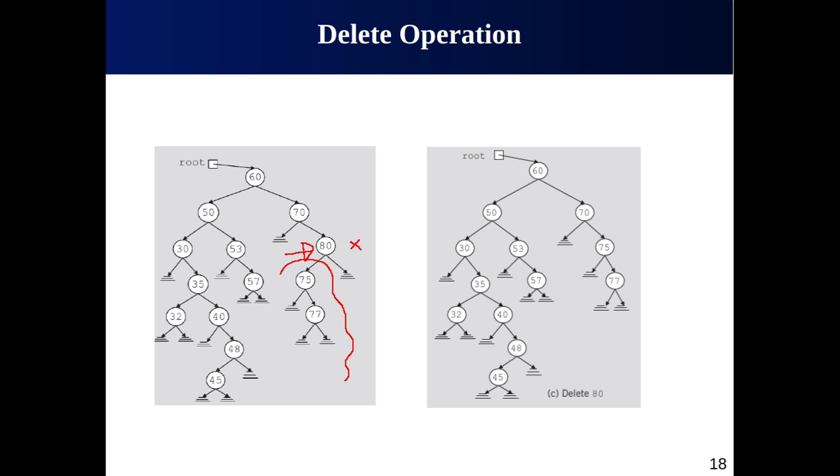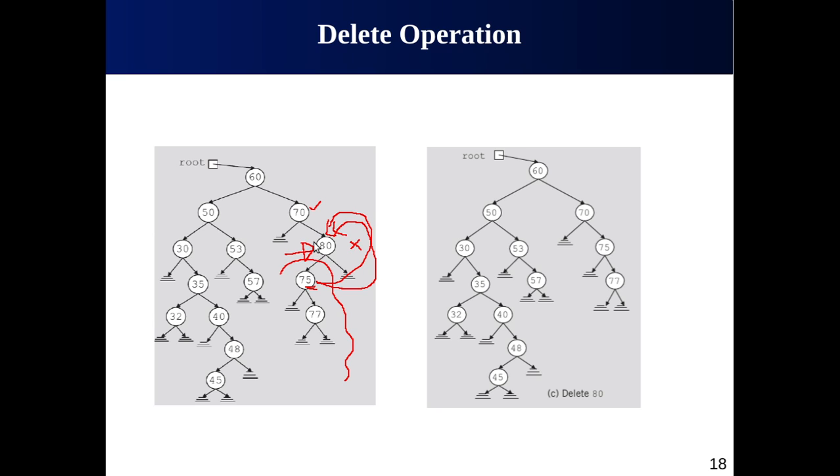In this case, as you can see, this is the right child of the parent node 70. After deletion of 80, this place will be filled by the left child of node 80, and you can see the left child is 75. So 75 will be shifted to the location of 80. The child will take the location of the parent now, and you can see it here: 75 has taken the location of its parent, that is 80.